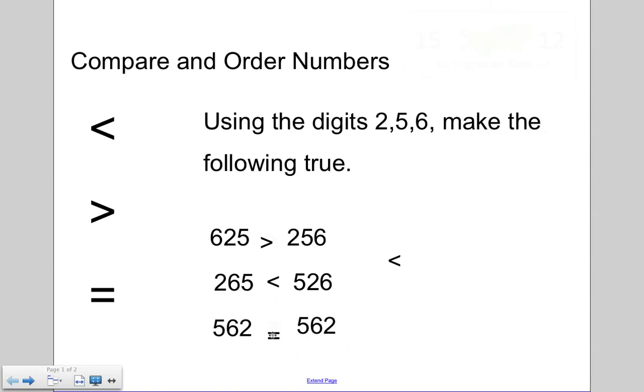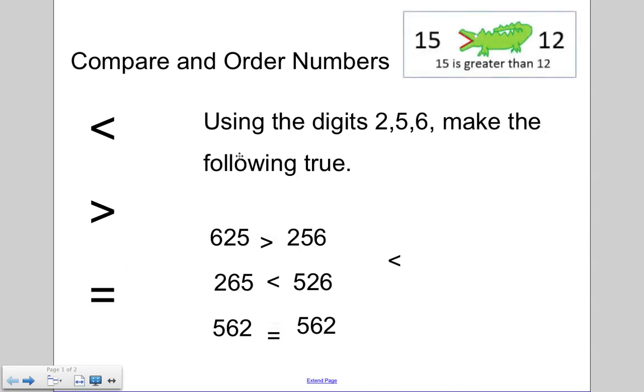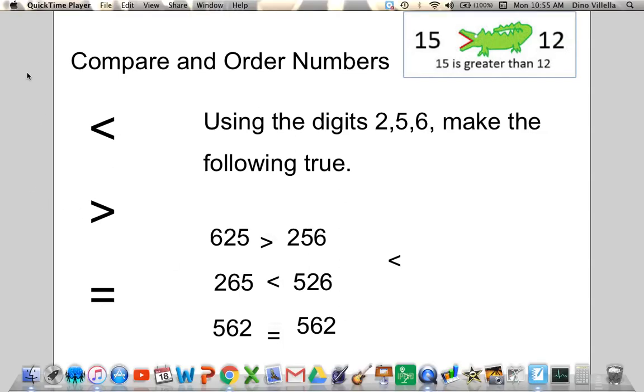So tomorrow you're going to get questions where you're given the numbers and figure them out using the alligator trick, which is up here again. Then you're going to be given an opportunity to use certain digits to make up your own numbers, and make some statements true. So take some time tonight, review this. You might have to watch it a couple times to understand, but this will be tomorrow's work. Have a great evening.